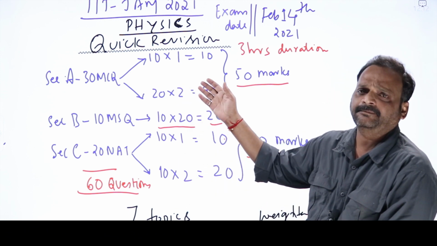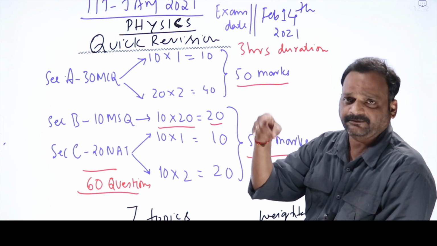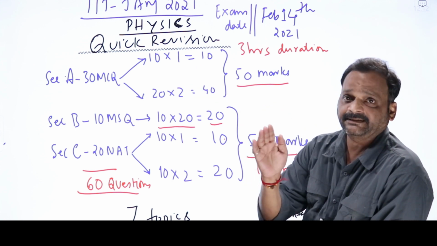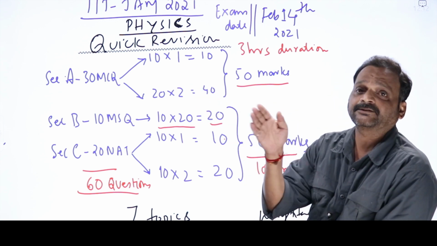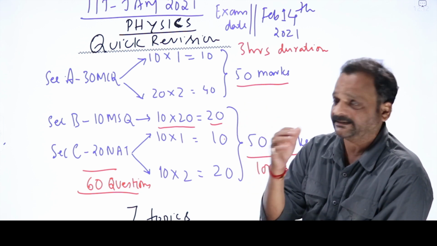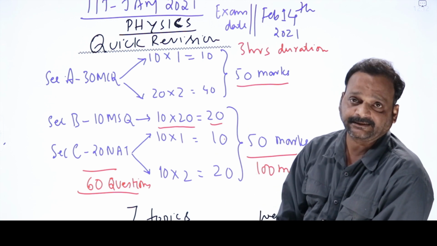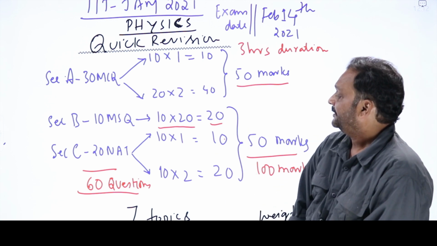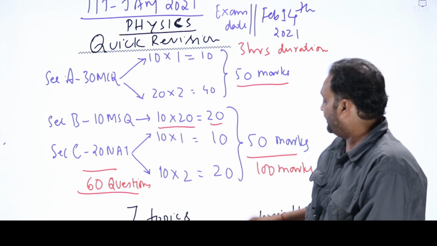1/3 negative marking will be there. If it is a 1 mark question, 1/3 will be the negative marking, -1/3. If it's a 2 marks question, it will be -2/3 for the wrong answer. If you don't attempt any question, no problem. Don't attempt the question, and there is no negative marking. Right now, the total is 60 questions and 100 marks.